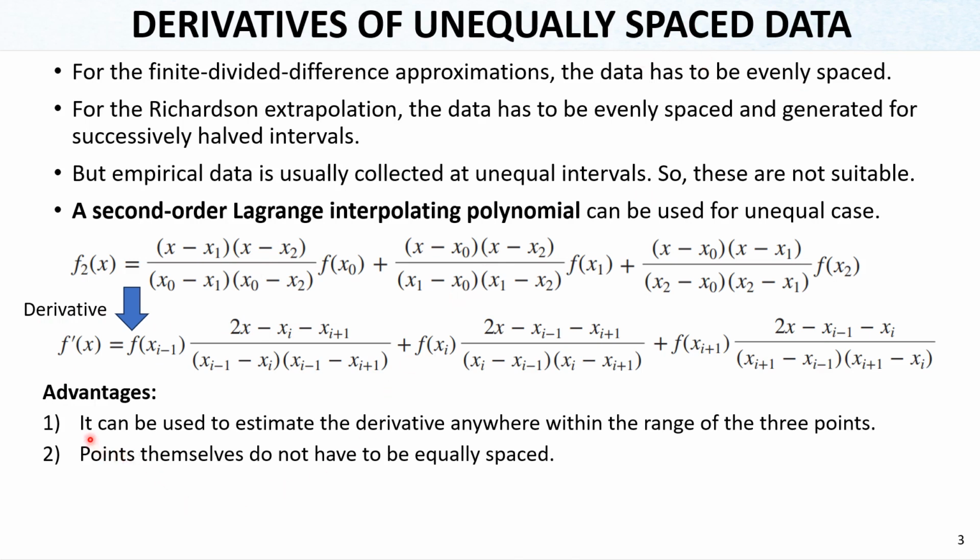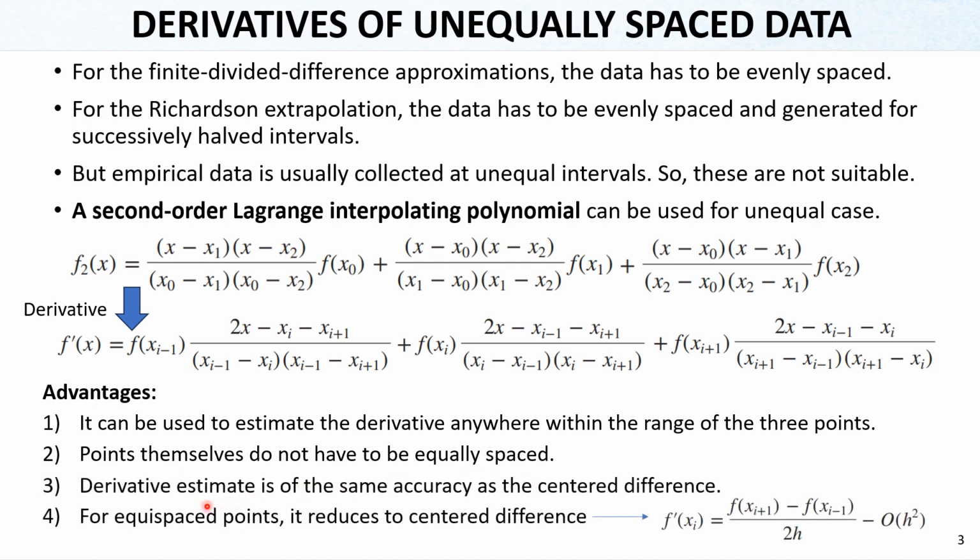The advantages are it can be used to estimate the derivative anywhere within the range of the 3 points, and the points themselves do not have to be equally spaced. The derivative estimate is of the same accuracy as the center difference, so it's a good accuracy. And for equally spaced points, it reduces to the center difference anyway, this one. And the accuracy is in this order. So use this when you have unequally spaced data to get an estimation of the first derivative.